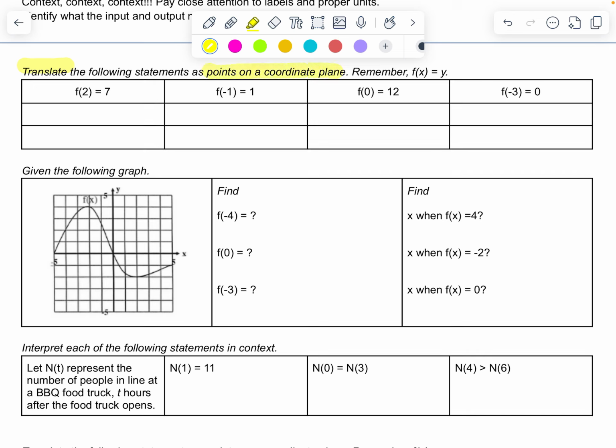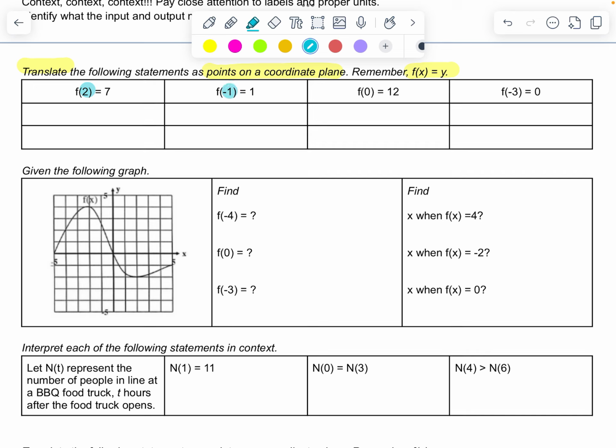All right, and we want to make sure that we remember that we have f of x, and that's going to be equal to y. So whatever's inside those parentheses, that's our x value, that's our domain, that's our input, and then whatever's on the side by itself, on the right side of the equal sign usually, that's going to be our y value. So I'm just going to take a moment to highlight certain things here.